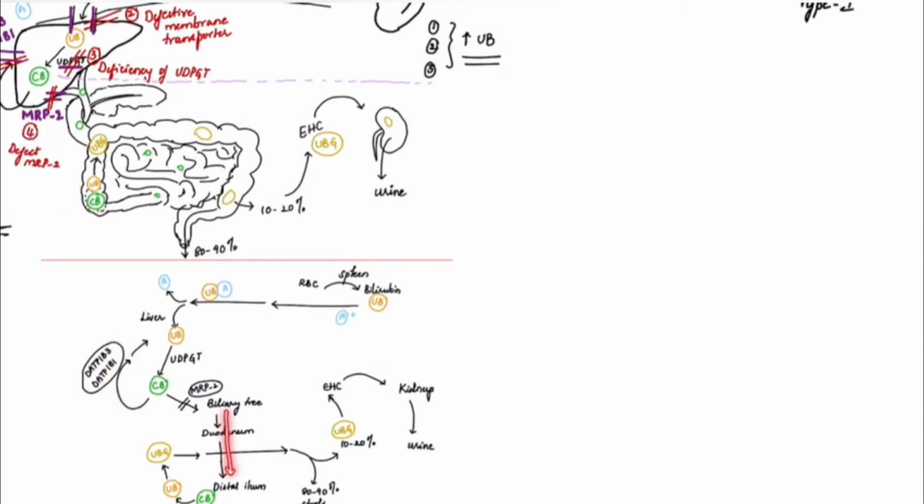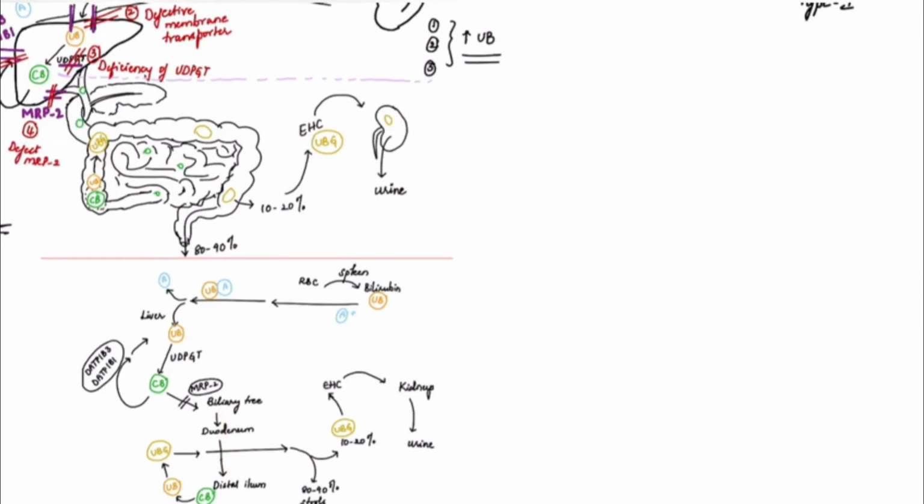From the biliary tree, the conjugated bilirubin reaches the distal ileum. There it is converted to unconjugated bilirubin, also urobilinogen, of which 80 to 90% is lost in stools and 10 to 20% undergoes enterohepatic circulation. A little amount reaches the kidneys and is excreted in urine.